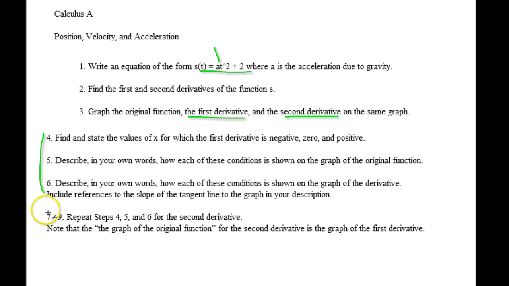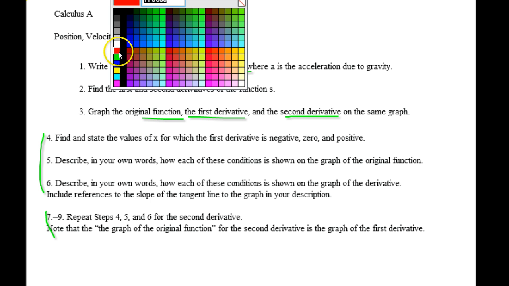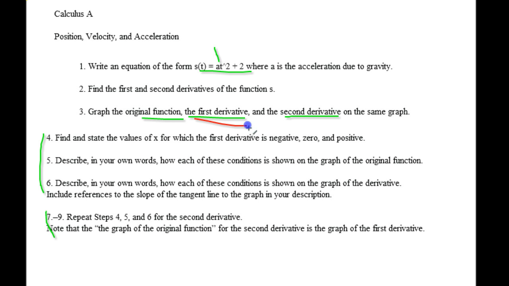Okay, now when you get to 7 through 9, you're going to do the same thing as what you did for the original function, but then you're going to do it for the first derivative. Okay, and then you're going to do the same thing again for the second derivative. Okay, note that the graph of the original function for the second derivative is the graph of the first derivative. Okay, and just understand what it's just asking you each time.